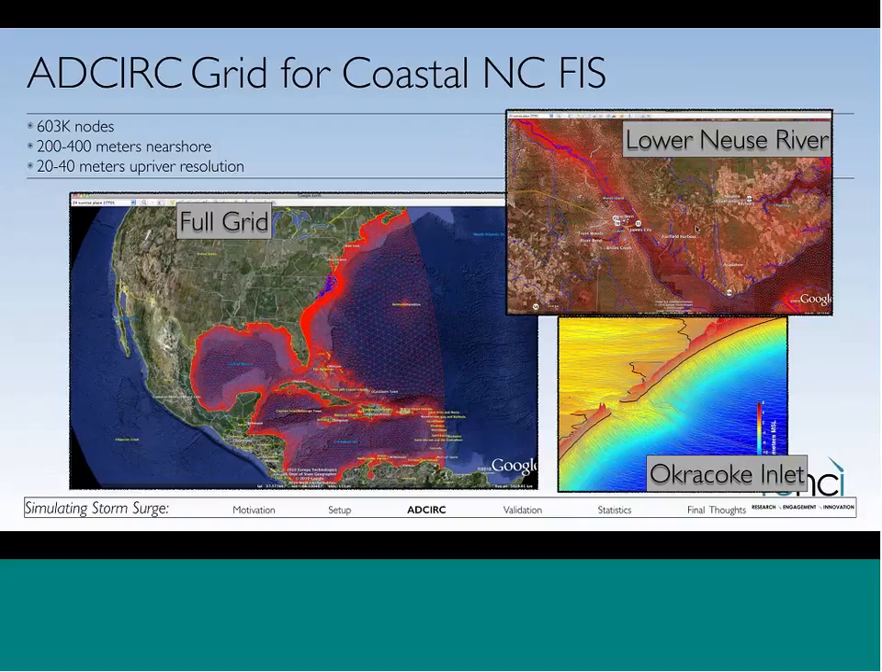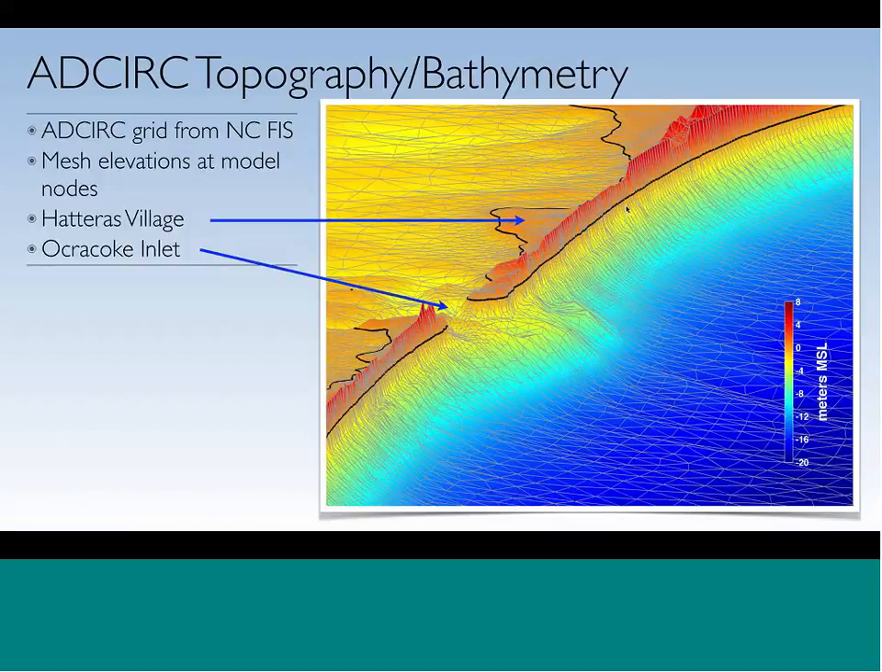So here's what the grids actually look like. In the lower Neuse River, which is part of Pamlico Sound in North Carolina, the red is the triangle network for the model. And you can see that the triangles get pretty small as you go up into these rivers, because as the rivers get narrower, typically, the flow speeds get higher, so you need a little bit better resolution in order to resolve the physics.